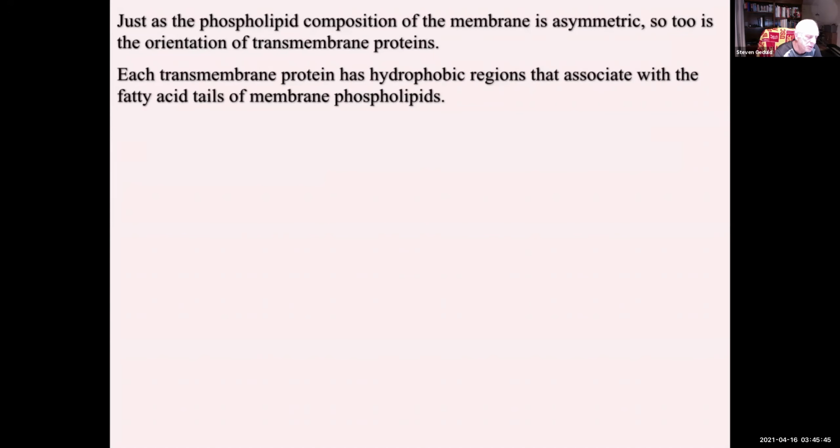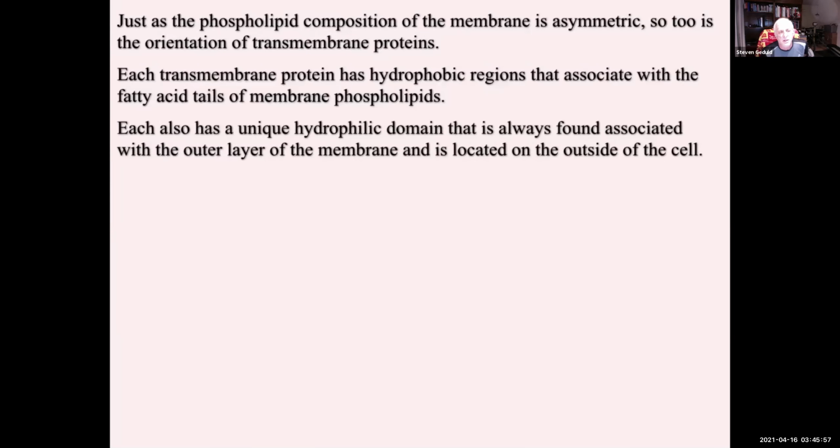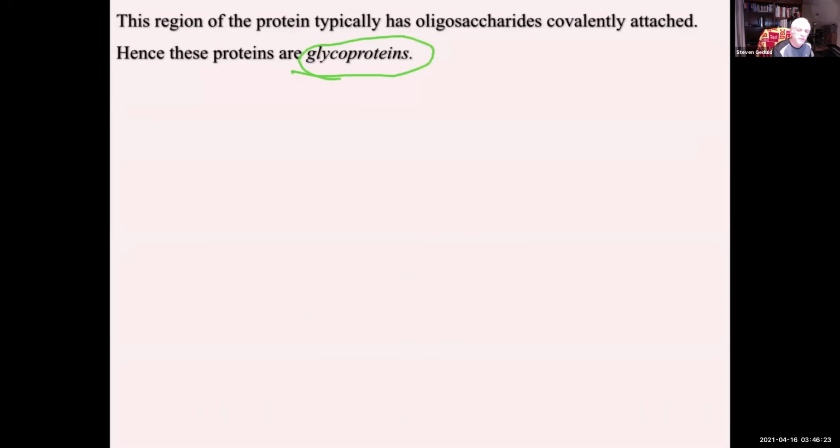So each transmembrane protein has a hydrophobic region because it has to go through the hydrophobic area of the membrane that's associated with the fatty acid tails of the membrane phospholipids. So it embeds in the middle of the lipid bilayer. Each also has a unique hydrophilic part that's found associated with the outer layer of the membrane, located outside the cell. So it's amphipathic also, it has to be, so it can bind to both areas. The region of the protein typically has what's called oligosaccharides covalently attached. Those are sugar units, 3 to 9 sugar units. Hence, these proteins are called glycoproteins, for the sugars and proteins attached to them.